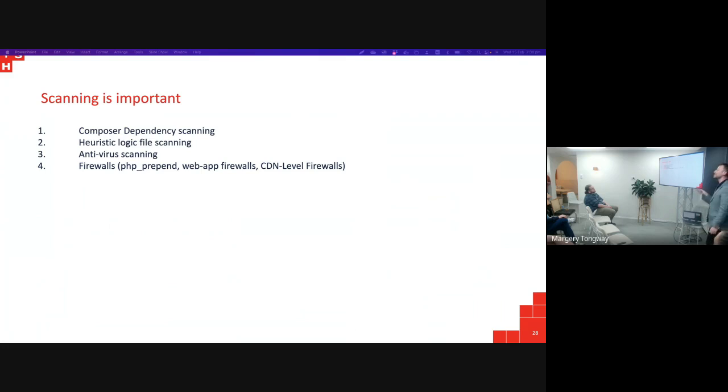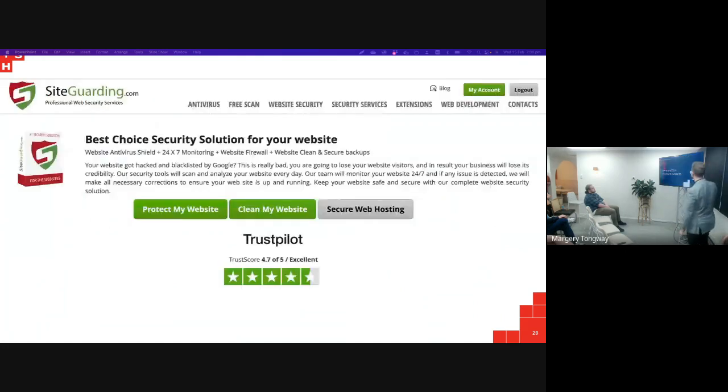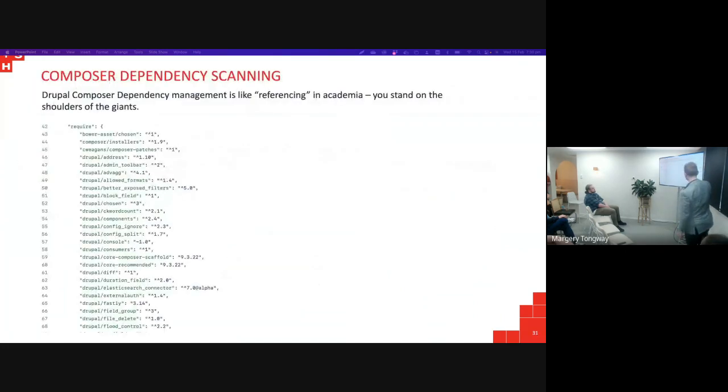If you ask 100 Drupal developers how do you do that, they'll be like, I know, maybe WordPress is easy, but Drupal, how do you scan for log4j, which is a fourth level dependency in a composer file? How do you know that that's available? So here's a composer file for a client that we manage.